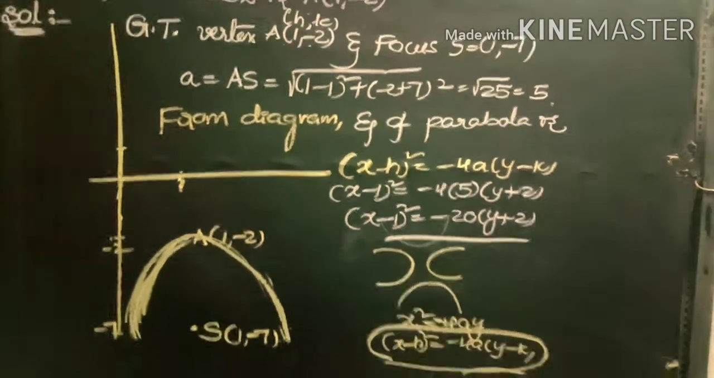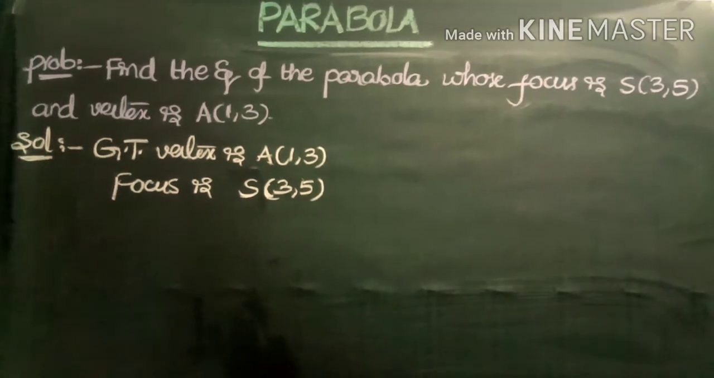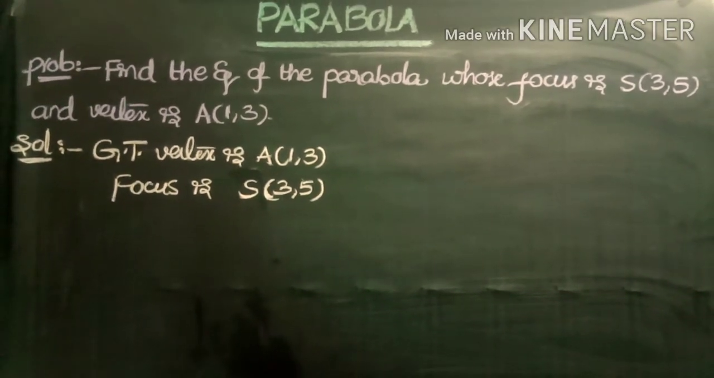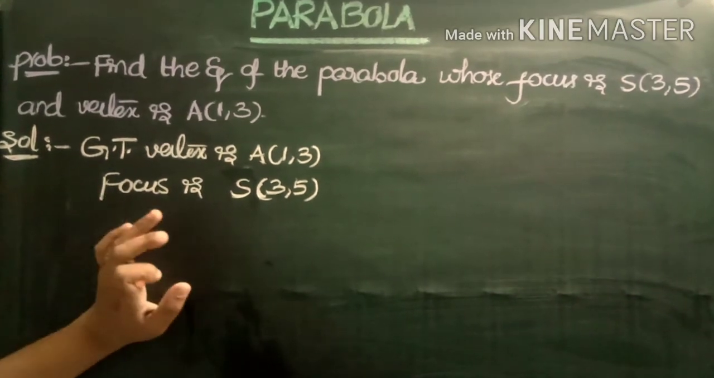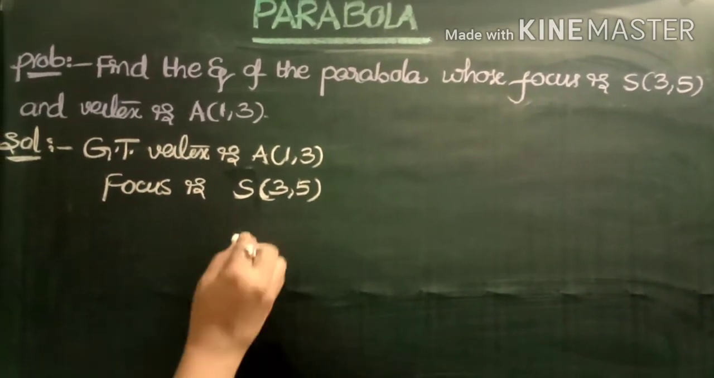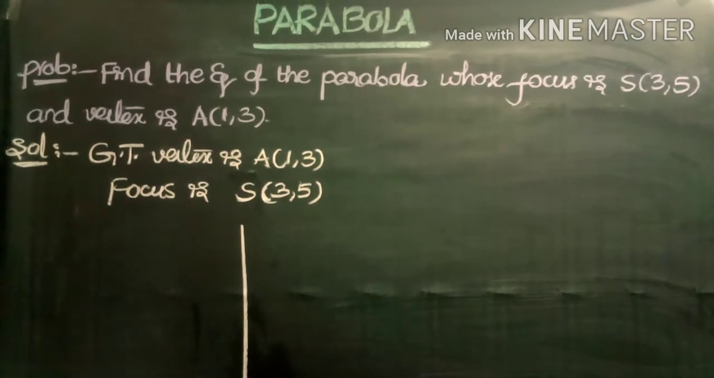That's all for this problem. Next problem: find the equation of the parabola whose focus is S(3, 5) and vertex is A(1, 3). So we find the equation of the parabola, where the focus and vertex are given. Before finding the equation, first we take the diagram here.